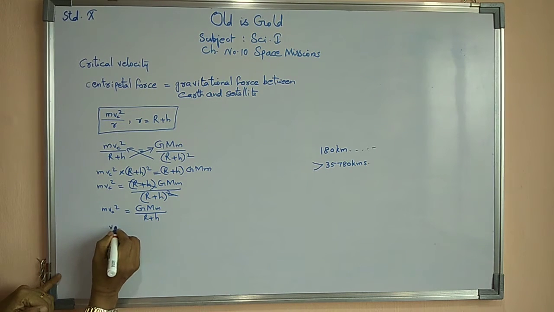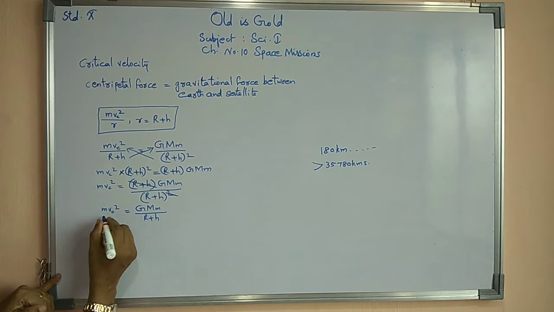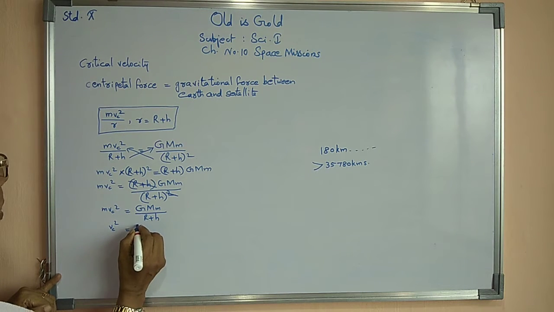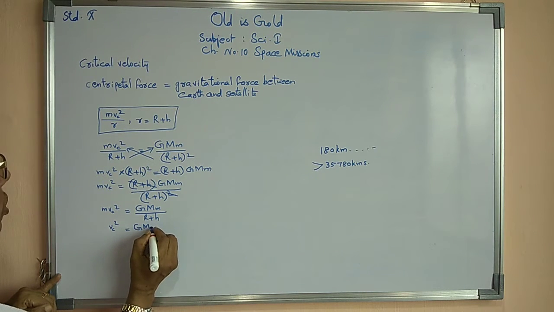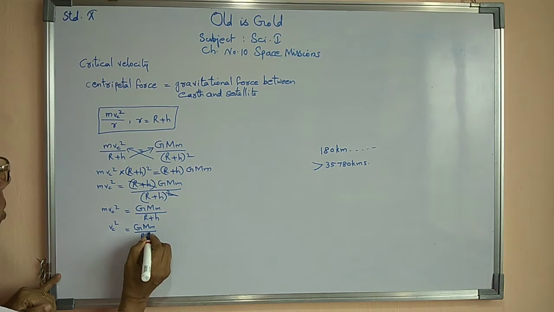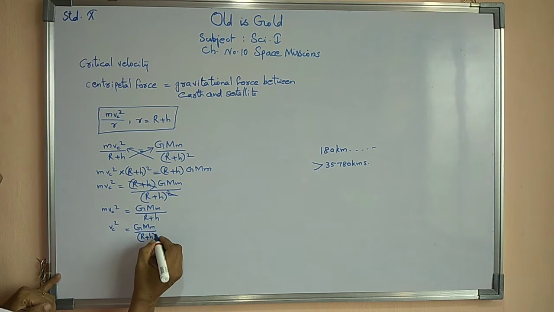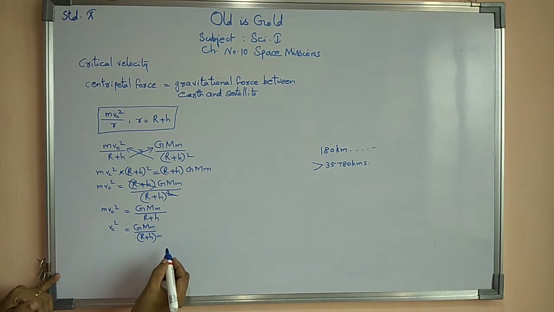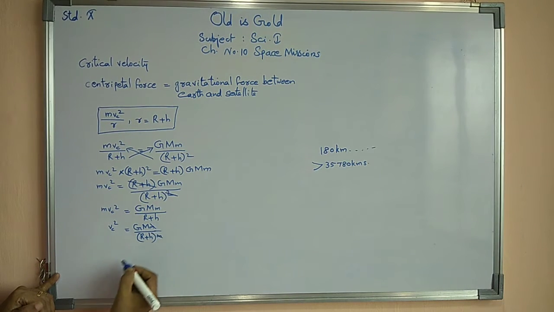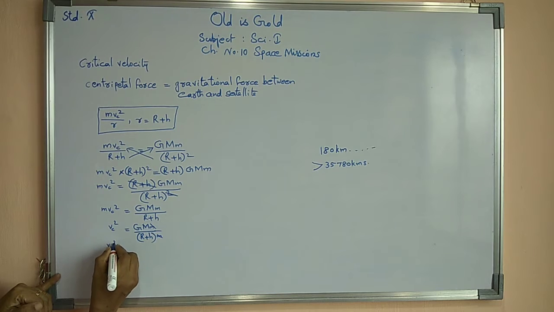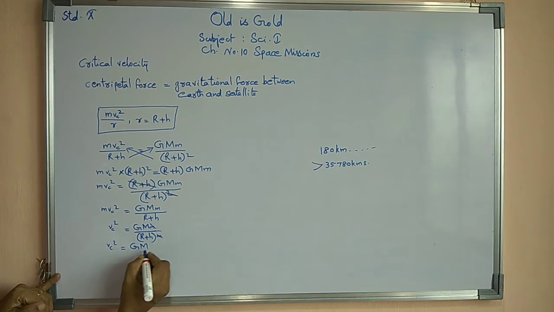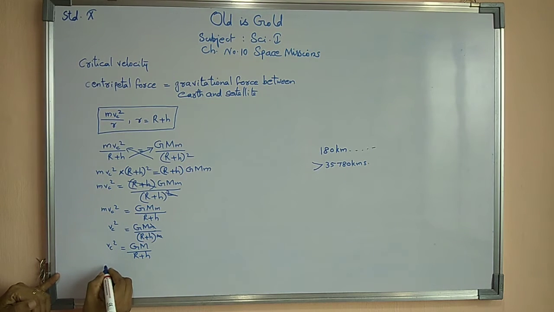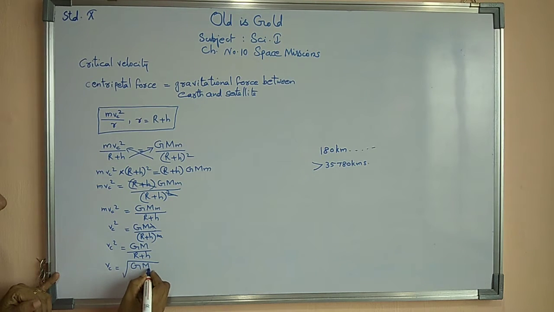Now we keep vc square on the left side and send m to the other side. So we write capital G capital M small m upon (capital R plus small h) into small m. Now this m and this m we can cancel. Then vc square is equal to capital G capital M upon capital R plus small h. From this, vc is equal to the square root of capital G capital M upon capital R plus small h.